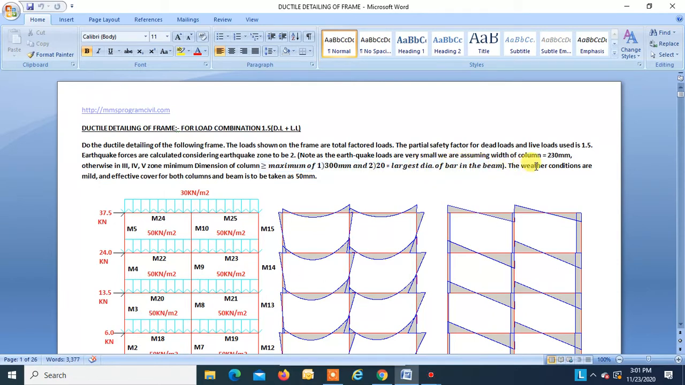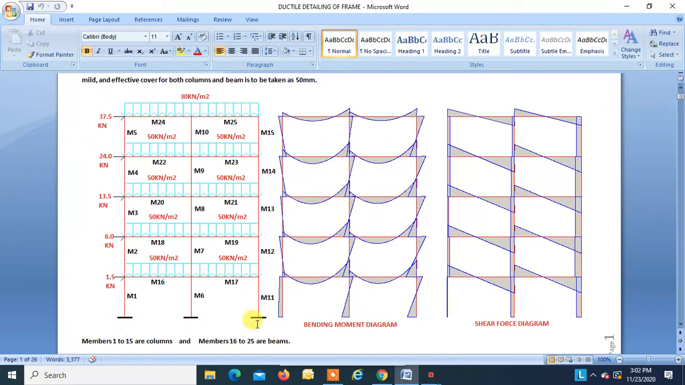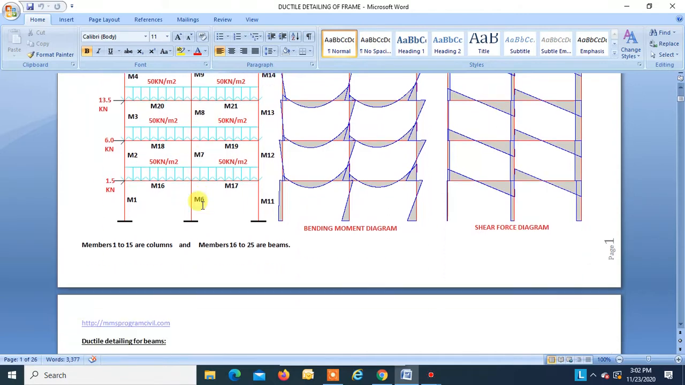The weather conditions are mild and the effective cover for both column and beam is to be taken as 50 mm. So this is the frame. And this is the bending moment diagram. This is the shear force diagram. Members 1 to 15 are columns, and members from 16 to 25 are beams. These are beams, right?